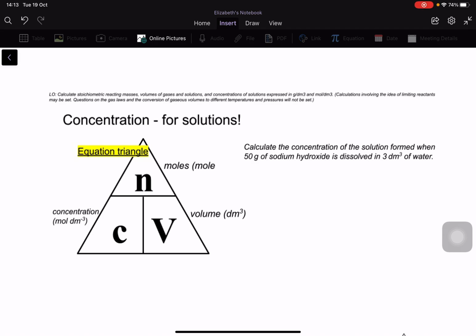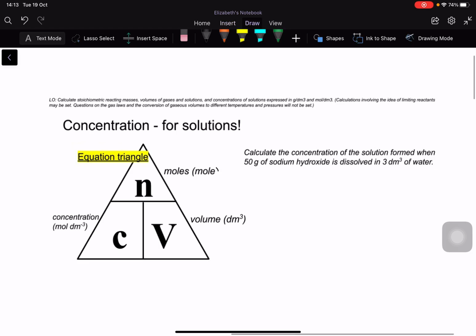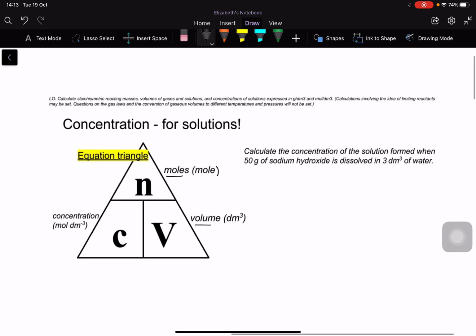So now we're going to get into stoichiometry for solutions. Remember that a solution is anything that is dissolved in something else. So for example, salt dissolved in water is a saltwater solution. And what we can do is calculate how many moles of salt there are per volume of water of that specific salt solution. This will give us the concentration. And you're going to have to be able to do that sort of calculation for the IGCSE.